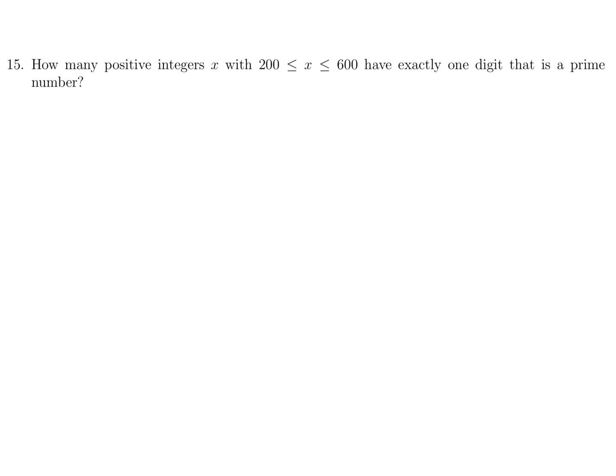How many positive integers x with x between 200 and 600 inclusive have exactly 1 digit that is a prime number?